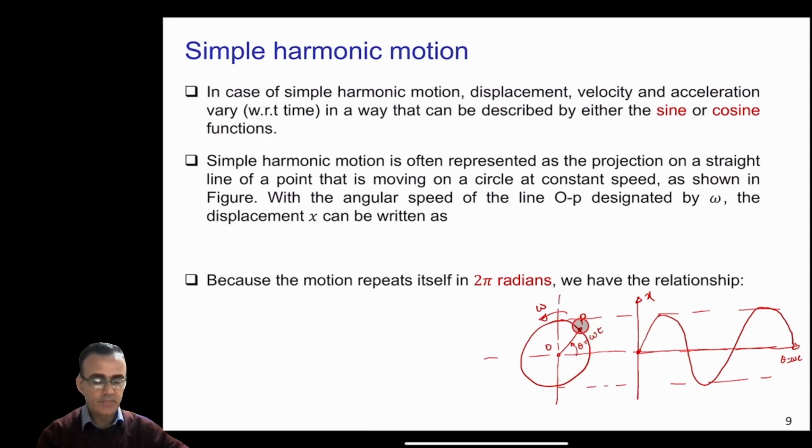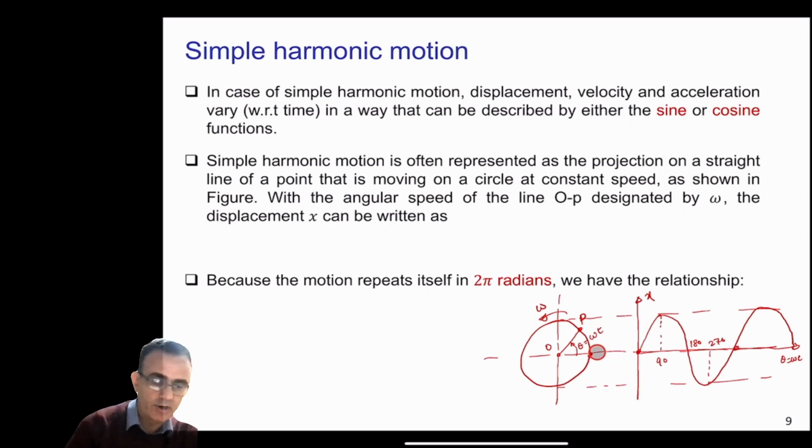So when this point P moves along the line on the circle here, if you draw the x, x is changing with the angle. When the angle is 0, P was here, and when the angle is 90 degrees, it is here, and then this is 180. So at 180 again it will be here, at 270 again it will be here, and at 360 it will come back to this point here.